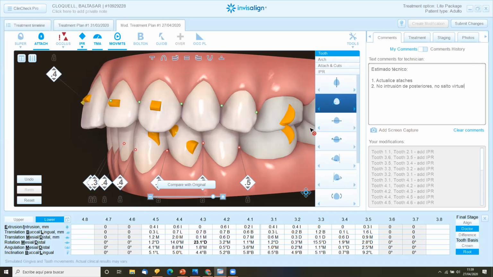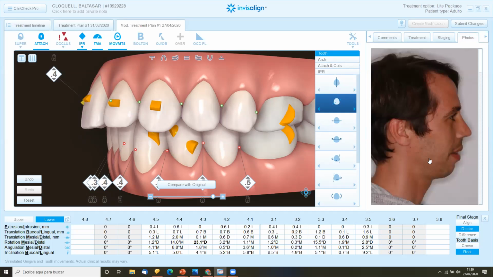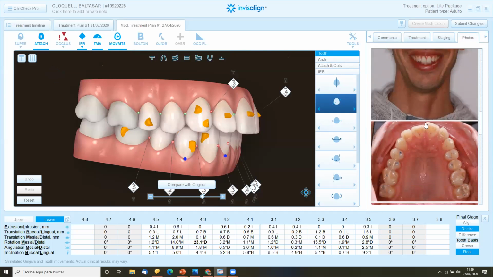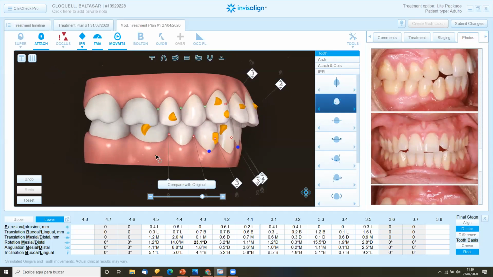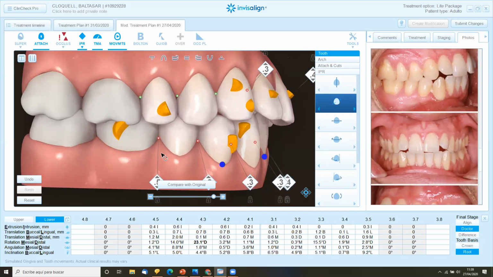Point number 5, crown height, pontics, and compensators. We have no pontics in this case, but we have recession. So maybe we have to ask the technician to cut virtually, to reduce virtually the height of some tooth. If we take a look at the 16, the upper right first molar, we see that the crown shape in the Clincheck is not including the recession, the root. So we will have no problems here.